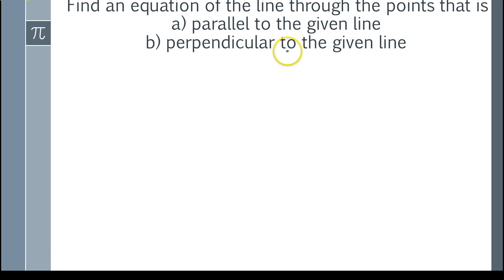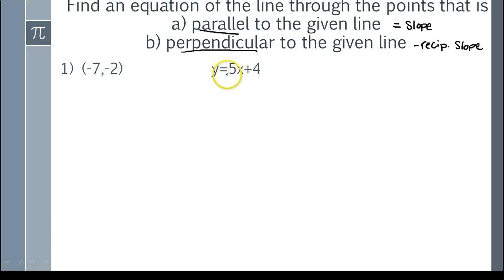Okay, so for these ones, we're going to remind ourselves what it means to be parallel or perpendicular to given lines. Remember that parallel lines have equal slopes, while perpendicular lines have negative reciprocals for slopes. So for my first one here, they're going to give me an equation that I want to be parallel and then perpendicular to, and a point that I'm going to use.